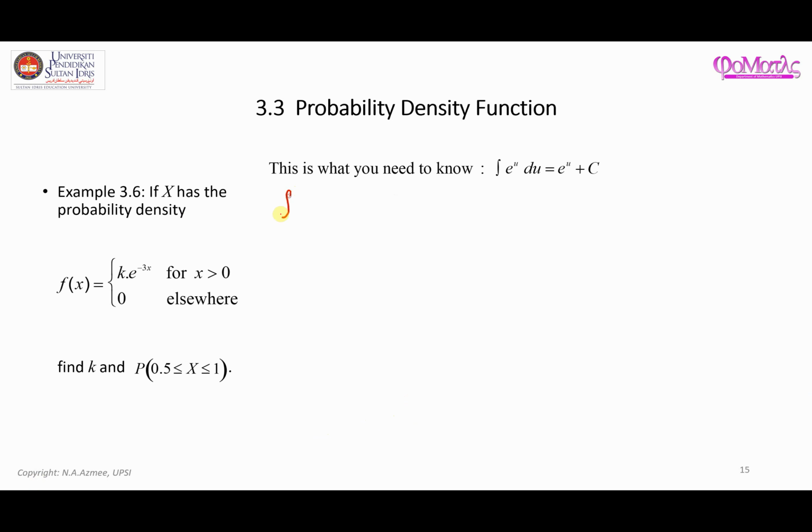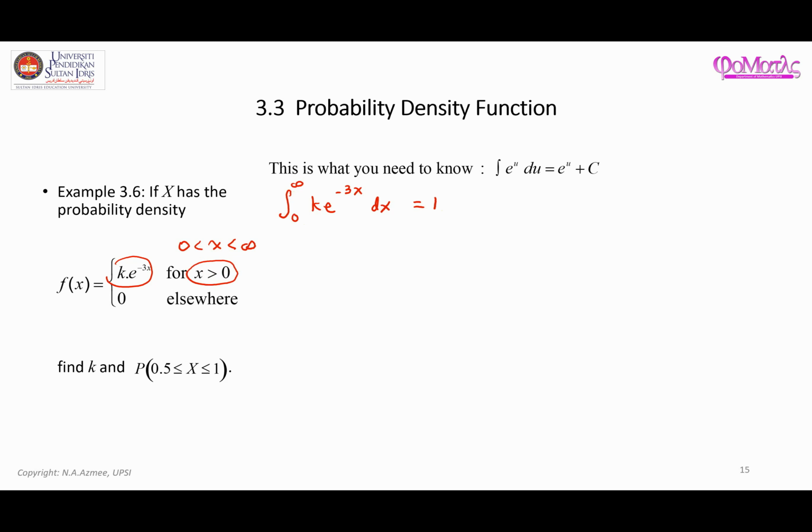So I'm going to integrate this function. We have k, e to the negative 3x dx. And the lower limit is 0. As I said earlier, this can actually be expressed as x greater than 0, less than infinity. So the lower limit that we should put here is 0 and up there is infinity. Okay, so that's our starting point. Next, the result here should be equal to 1.